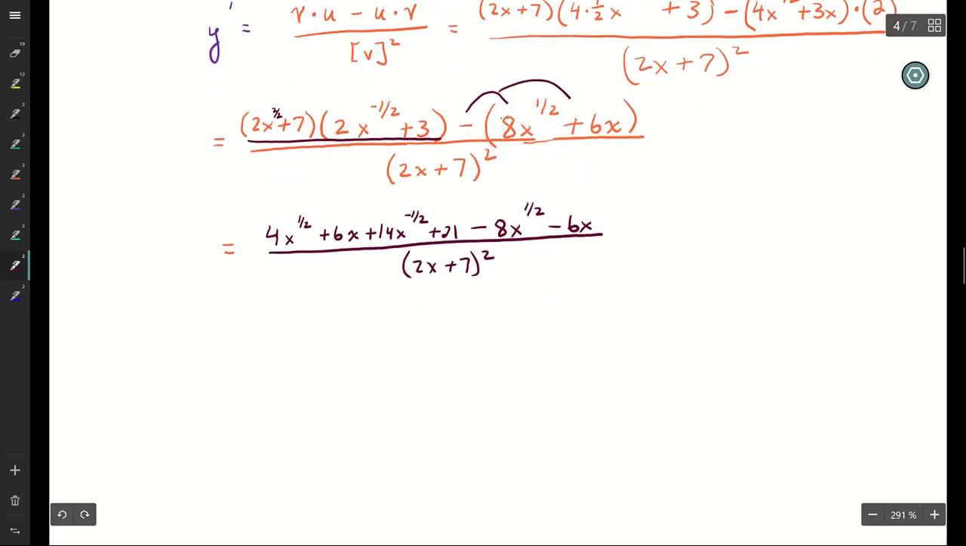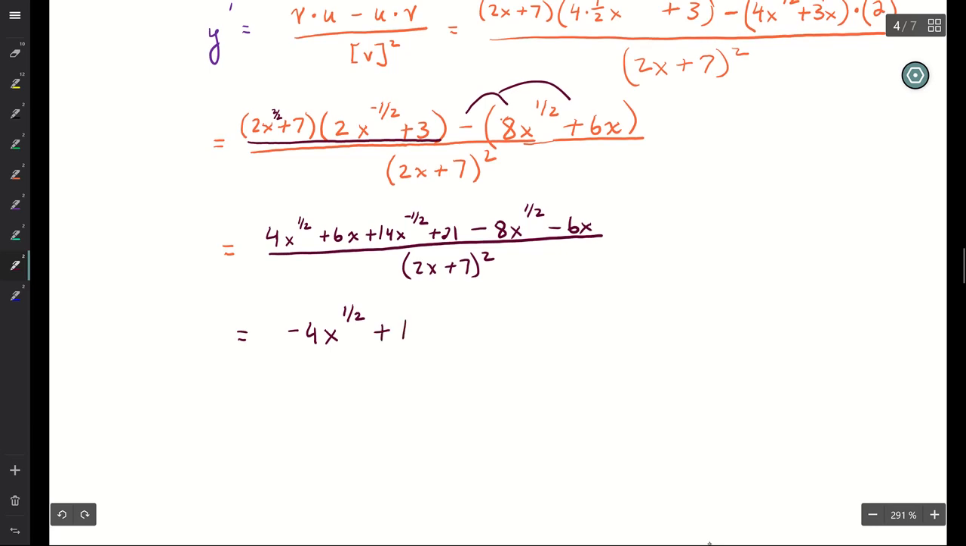All right, from here we want to try to combine like terms. All right, so let's see. We have a 4x to the 1/2 and a negative 8x to the 1/2. So that would be negative 4x to the 1/2. All right, I'm going to go ahead and put the other 1/2 power next. I have a plus 14x to the negative 1/2. All right, I have a 6x and it looks like a negative 6x that are actually going to cancel, so those are gone. And then we have a 21. Okay, and then all of that is over 2x plus 7 all squared.